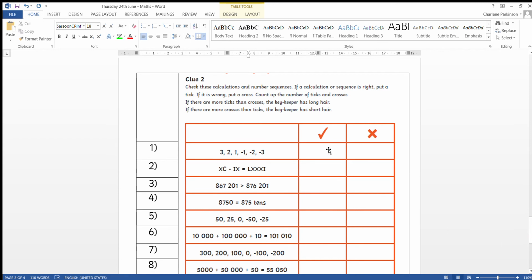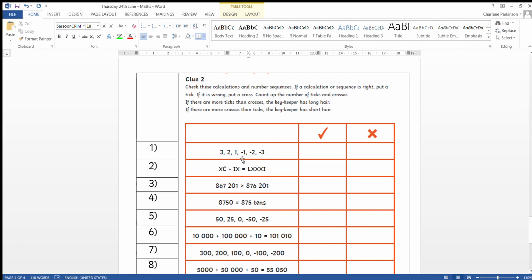Next one is, again, check the calculation to see whether it is correct or if it's incorrect, okay? So these are number sequences. If a calculation or sequence is right, put a tick. If it is wrong, put a cross. Count up the number of ticks and crosses. If you have more ticks, more correct answers, then the keykeeper has long hair. And if you've got more crosses, so if you've got more wrong answers, then the keykeeper has short hair.